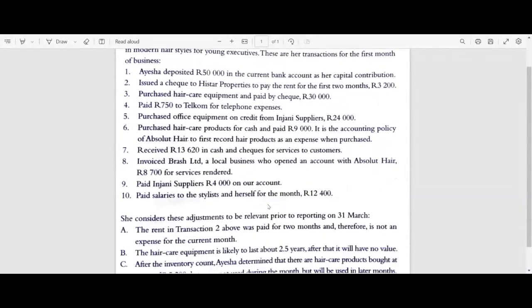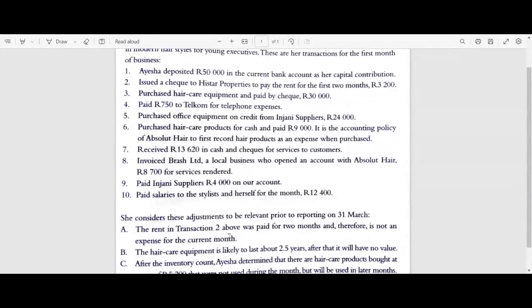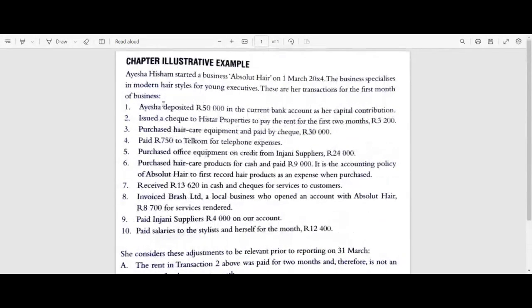Let us assume for the moment we haven't seen this additional information number A yet. If we only have that information, issued a check to Hista Properties to pay the rent for the first 2 months, 3,200. Which account would you debit, ladies and gentlemen? And I know that they are still talking about a check here in the 9th edition. They probably will say she issued an electronic funds transfer. Which account will we debit?